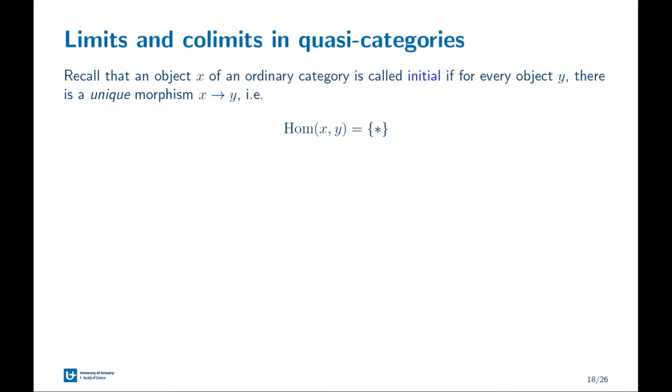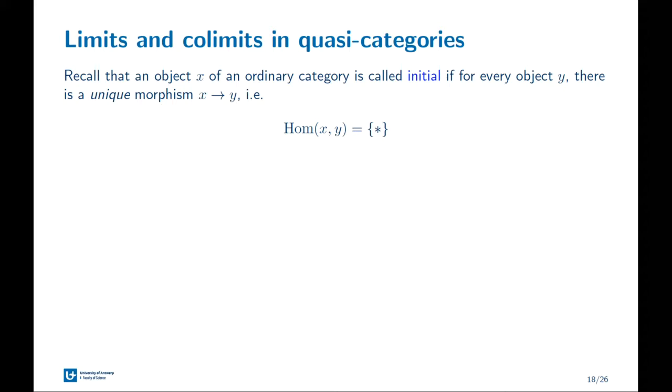All right, last topic, and then I'm going to go to examples. So limits and colimits in quasi-categories. I'm not really going to discuss all limits and colimits. I'm going to specialize to a very special case, which is that of the initial object, and really try to explain what is going on there, try to give you some intuition about why things work the way they do.